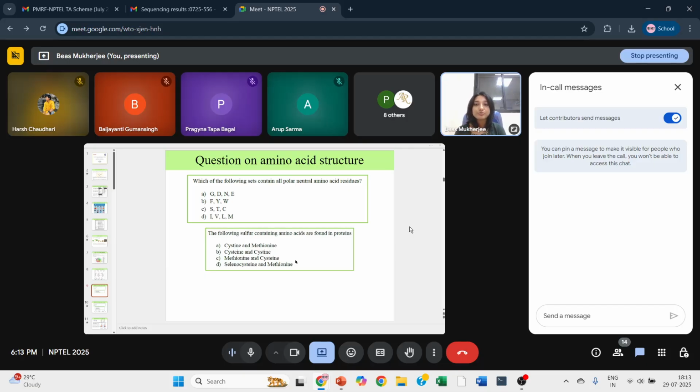The second option is FYW, STC, and D is IVLM. For the second question, you try answering the first one, and if you're done answering, we can go to the second question also. The following sulfur containing amino acid. This should be simpler. Think about it and answer. This is very simple. We saw it in the last slide.